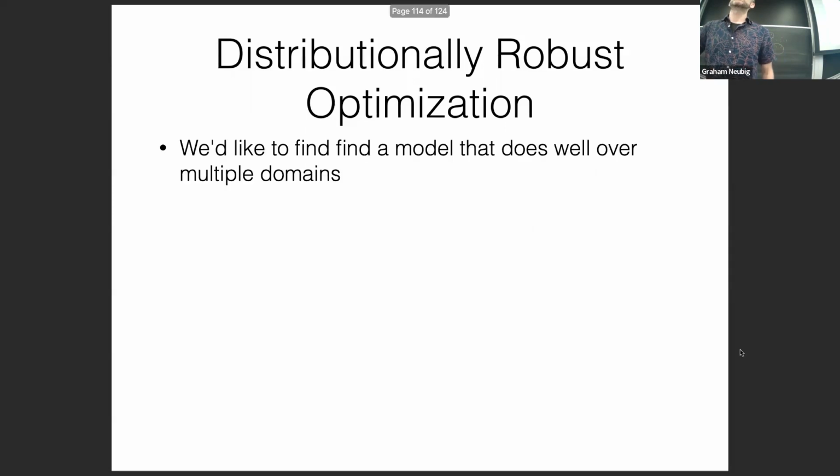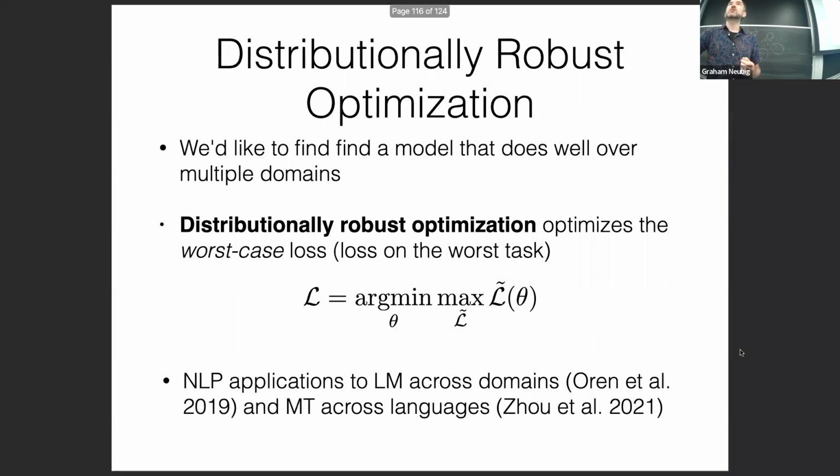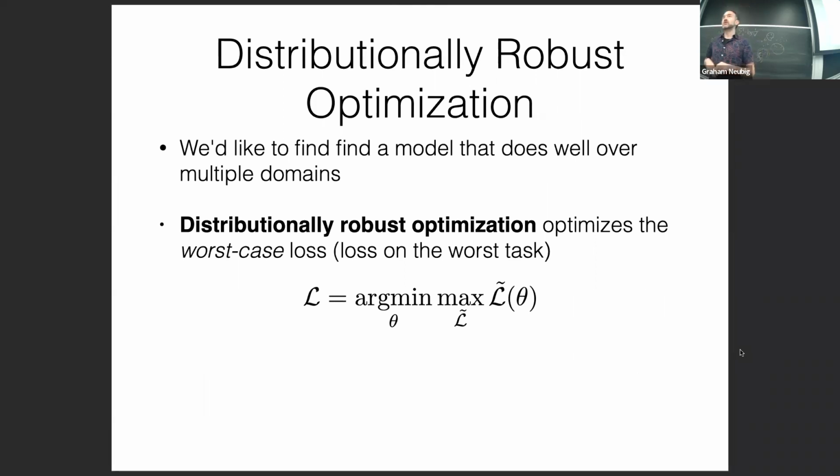So distributionally robust optimization is an interesting idea that we'd like to find a model that does well over multiple domains. And the objective is this: the distributionally robust optimization objective optimizes the worst case loss. So it basically optimizes the loss on the task where we're doing worst. To give an example of multilingual learning, this would be optimizing the loss on the language where we currently have the highest loss. And the reason why this is good is because it ensures that no task is left behind in our optimization. So it tries to do well on the worst task.